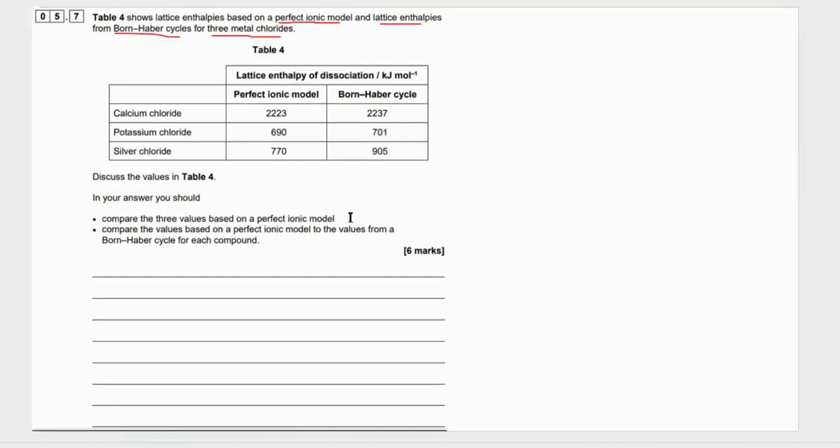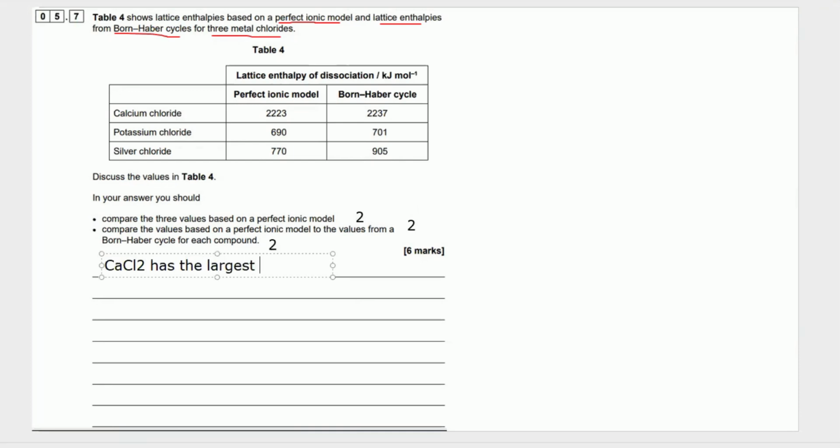On the Born Haber cycle is where you do the calculation, and we can see that we can compare the two. They're never exactly the same. Now, compare the values based on the perfect ionic model to the values from a Born Haber cycle for each compound. So the first thing we need to do, check out that keyword compare. Compare the 3 values on the perfect ionic model. So do that first. Which is the highest?